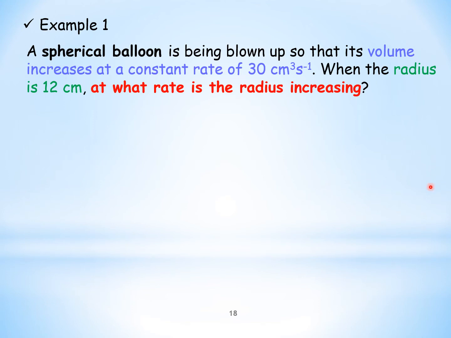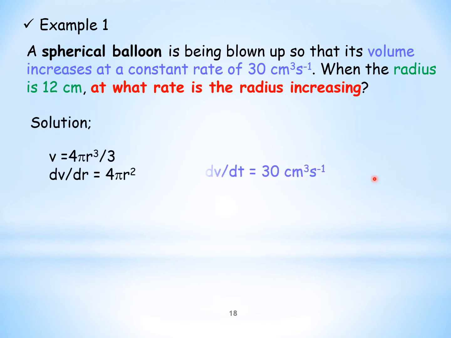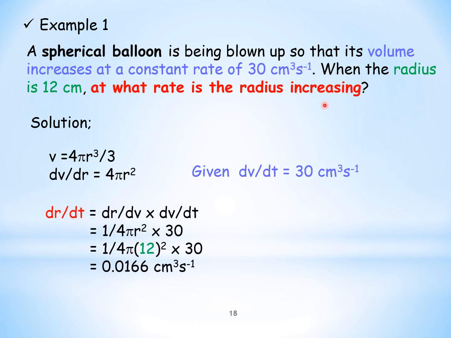Okay, example 1. A spherical balloon is being blown up so that its volume increases at a constant rate of 30 cm³ per second. When the radius is 12 cm, at what rate is the radius increasing? Okay. We now have a spherical balloon being blown up. The balloon that has been blown up, the volume increases at a constant rate.